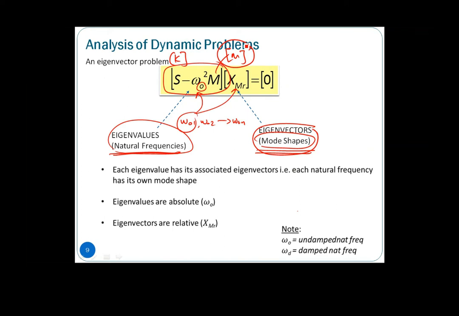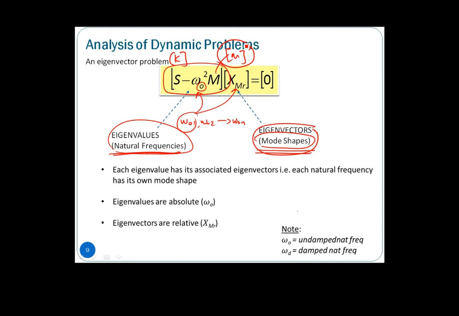Similarly, with one element, we have a mass matrix M. Then we can formulate the mass matrix and assemble them into a global mass matrix. Then solving the determinant of K minus omega squared M equal to 0, we get the roots, we get the eigenvalues, we get the natural frequency. From this natural frequency, we substitute into this algebraic equation, then we can get the corresponding mode shapes.